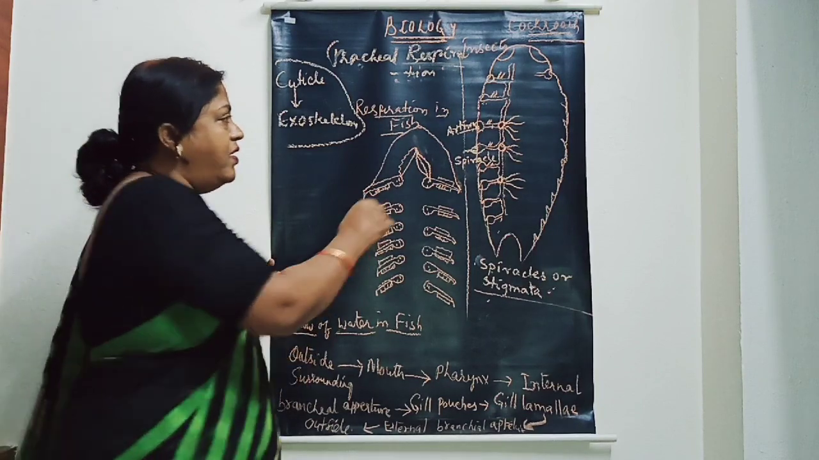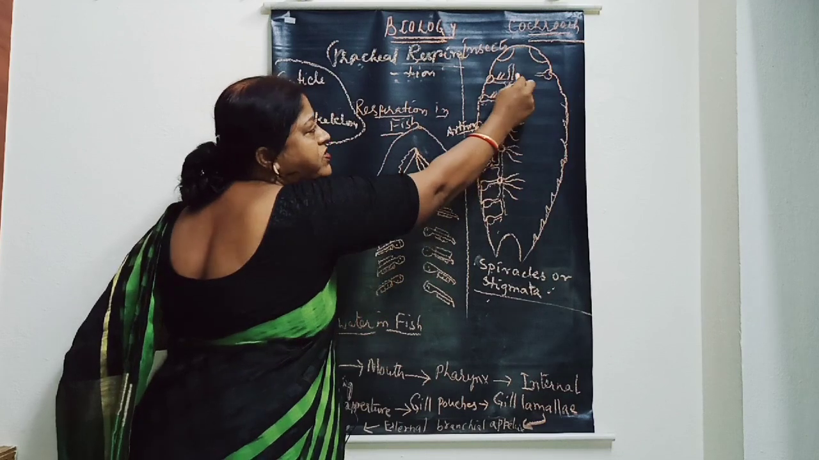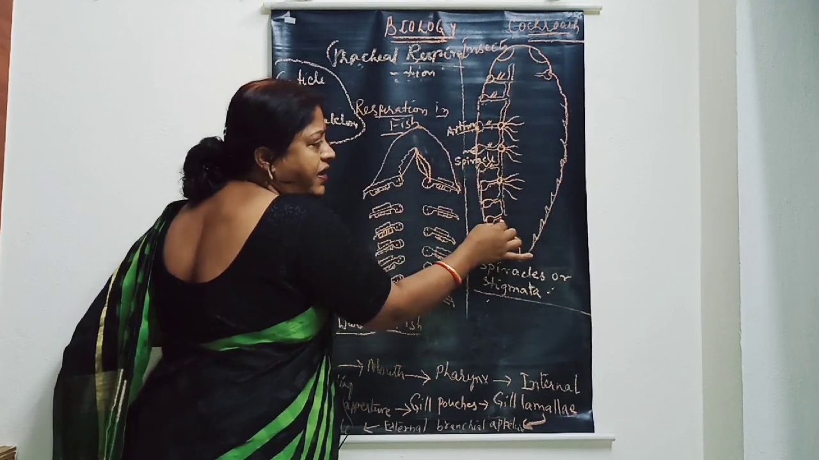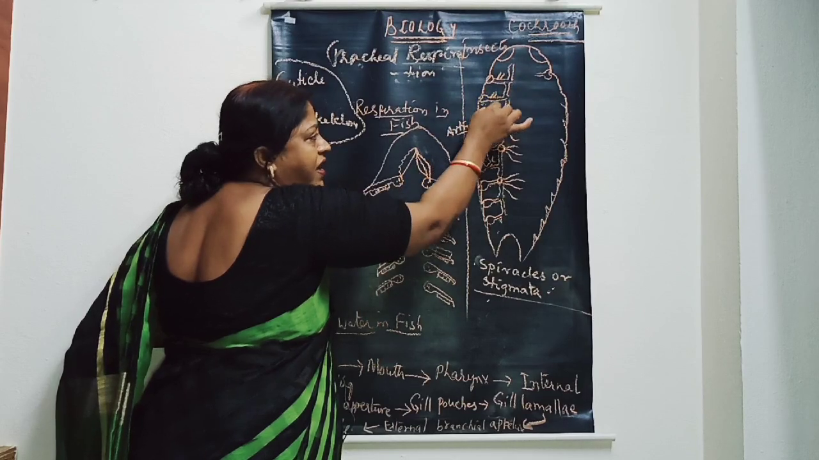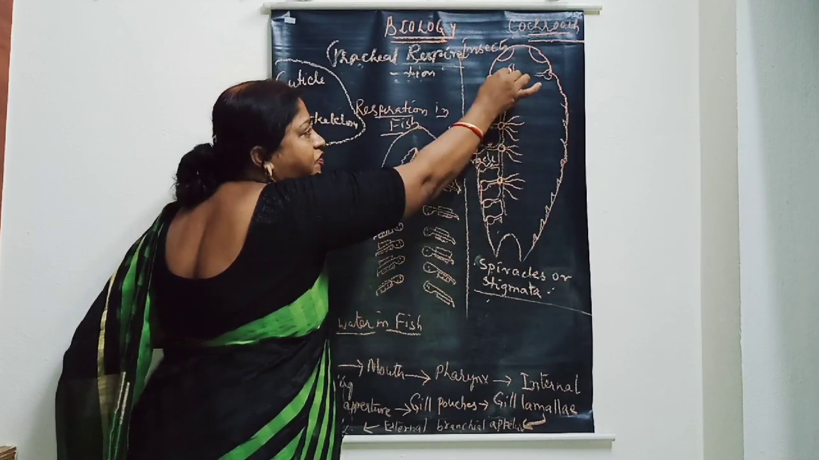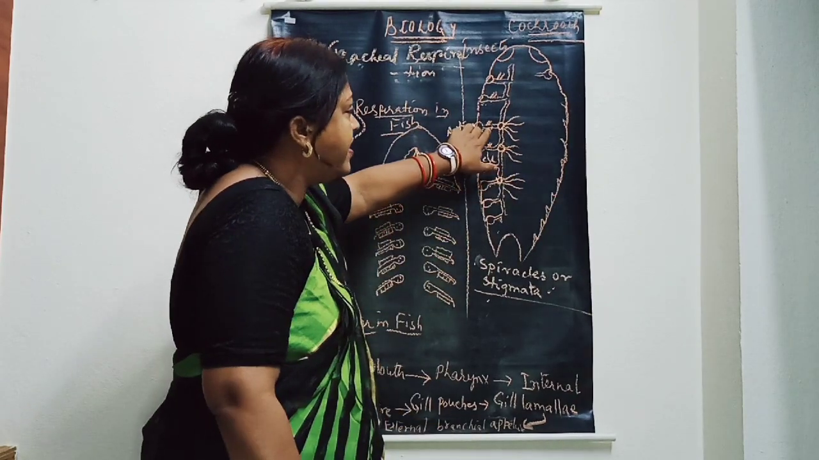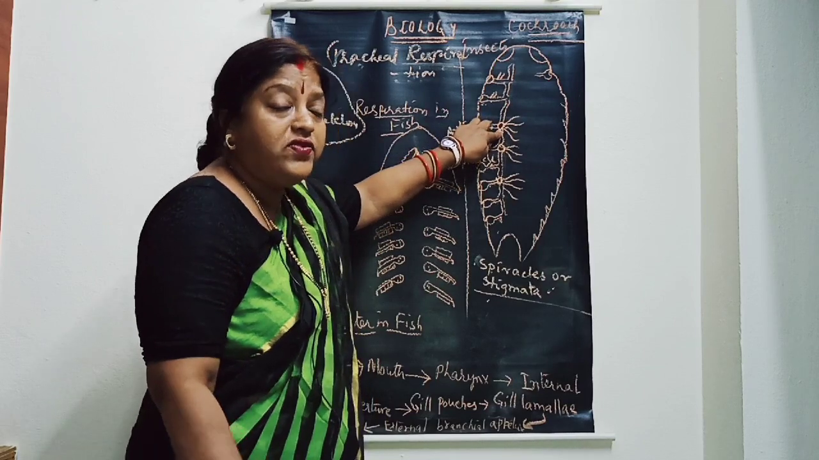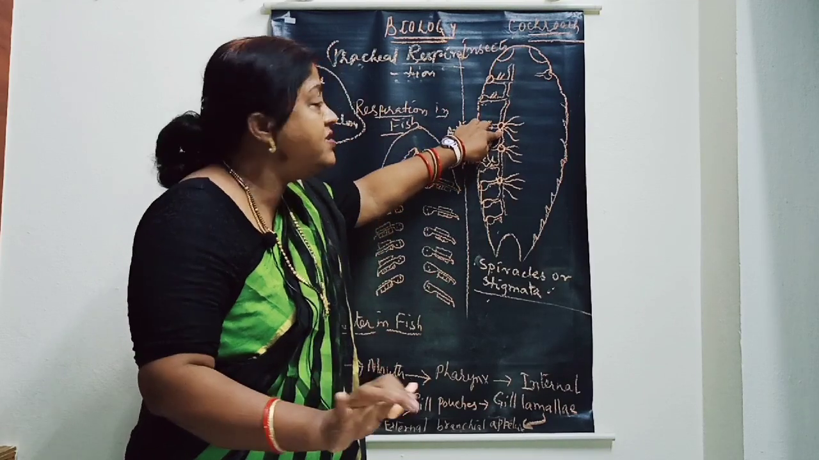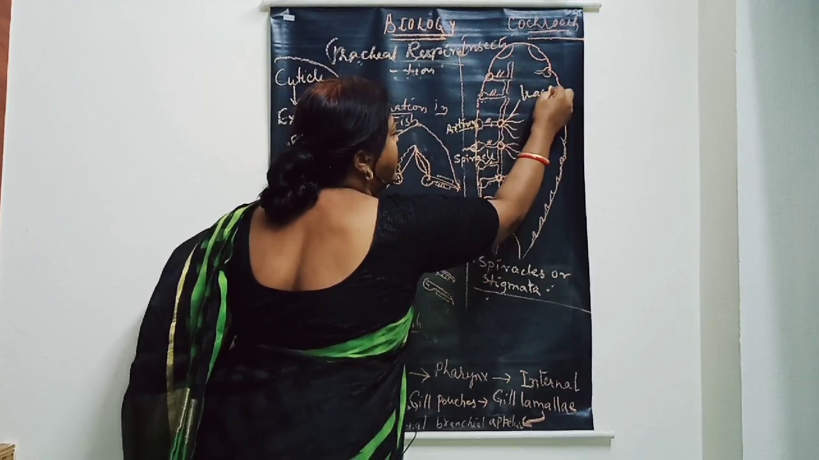Then all the tracheas unite together and form a longitudinal tracheal trunk. You can see here, there is a longitudinal tracheal trunk. Then the trachea passing through the longitudinal tracheal trunk is divided into fine branches called tracheoles.